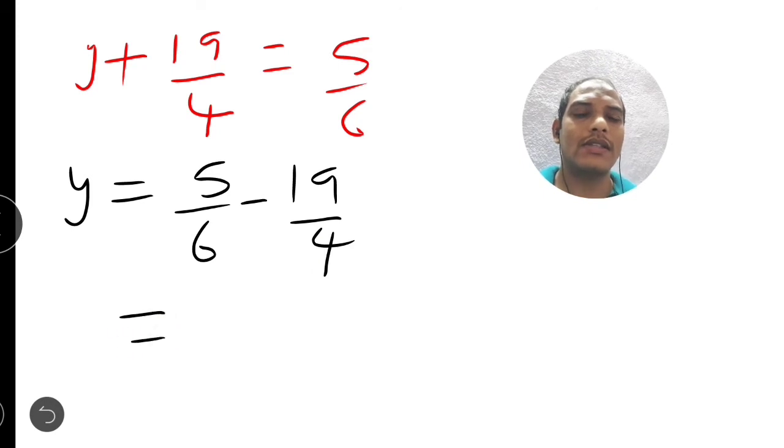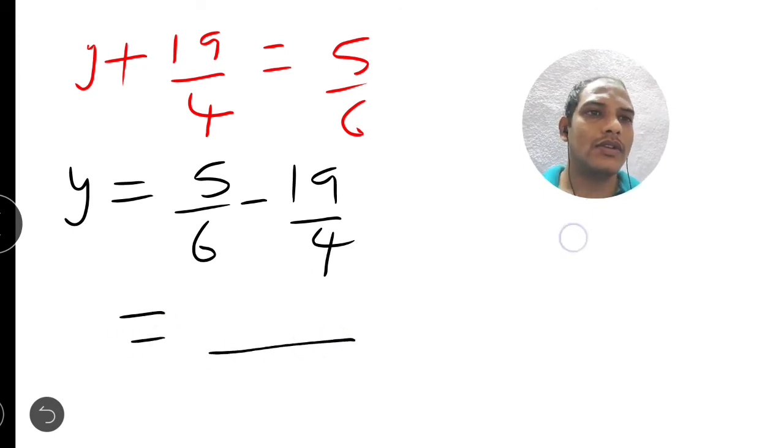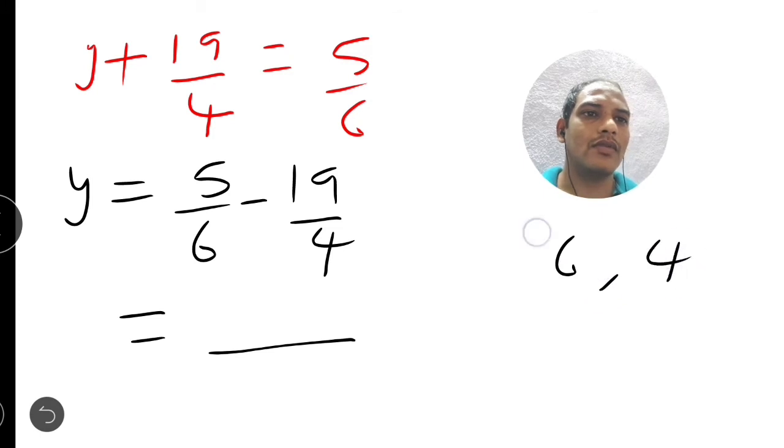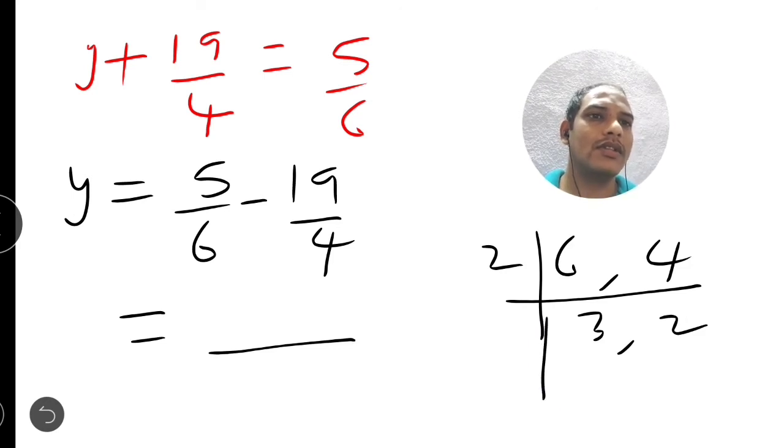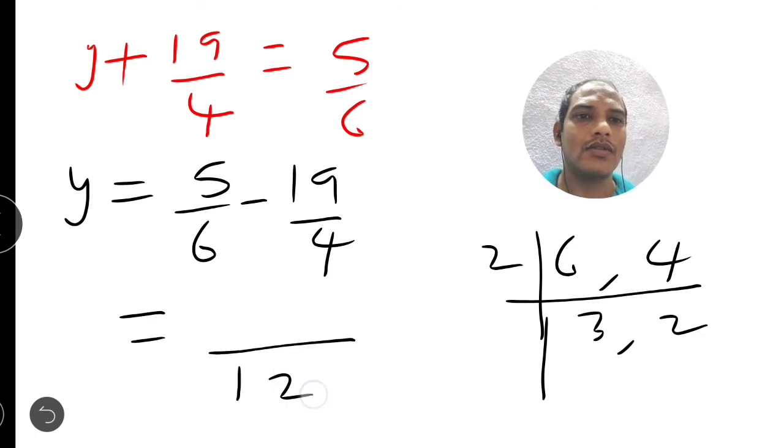Now the LCM of 6 comma 4. Both come in the 2 table: 2 3s are 6, 2 2s are 4. Now 3 and 2 are consecutive numbers, so 3 2s are 6, 6 2s are 12. So 12 is the LCM.